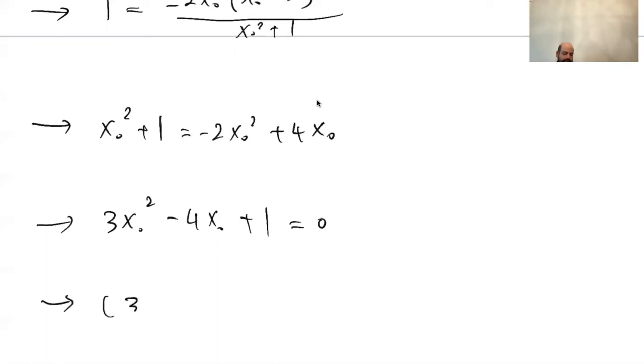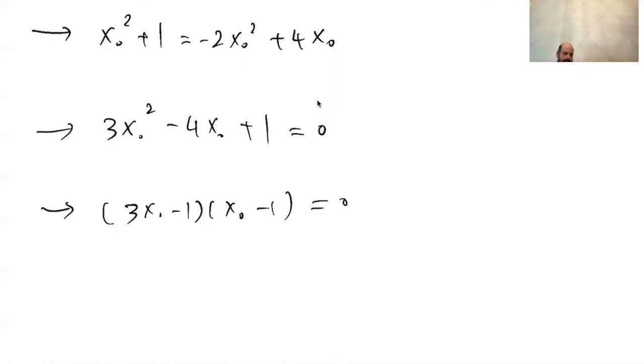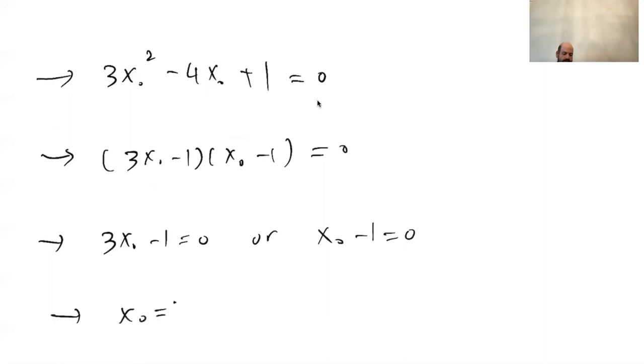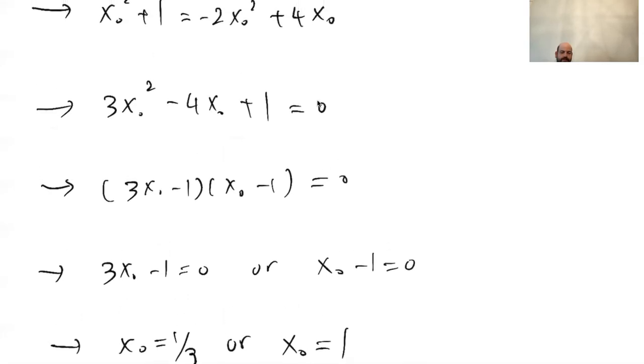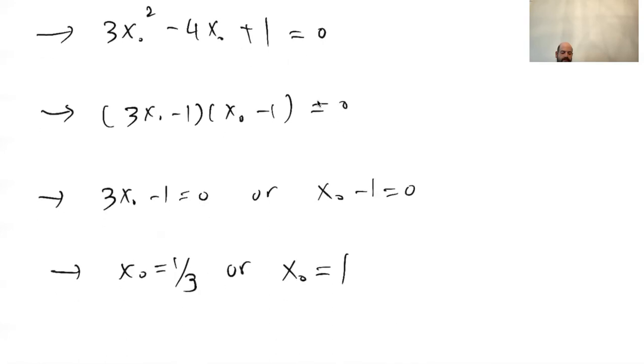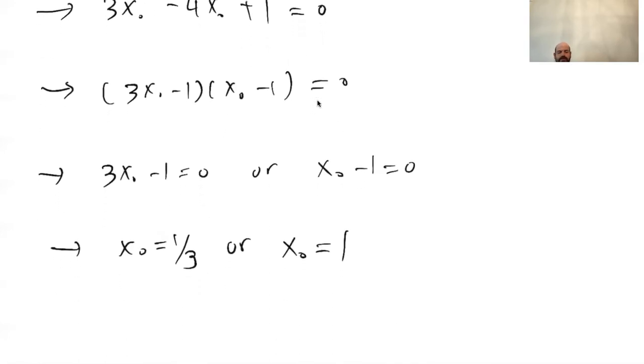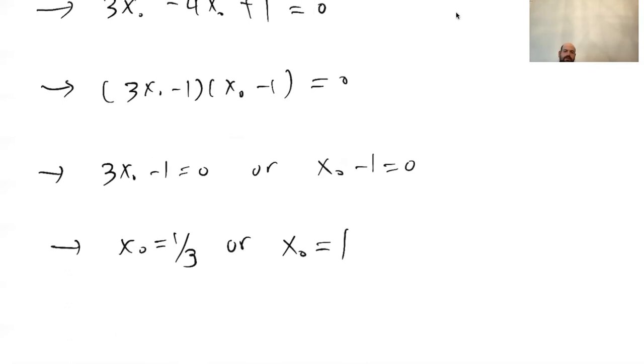And then I can write this one as 3x0, here x0. Here I can say minus 1 and also minus 1 here equals 0. Yeah, and then that gives 3x0 minus 1 equals 0, or x0 minus 1 equals 0. That gives me x0 equals 1 over 3, or x0 equals 1. So I found that there are two choices for x0: x0 equals 1 over 3, or x0 equals 1.